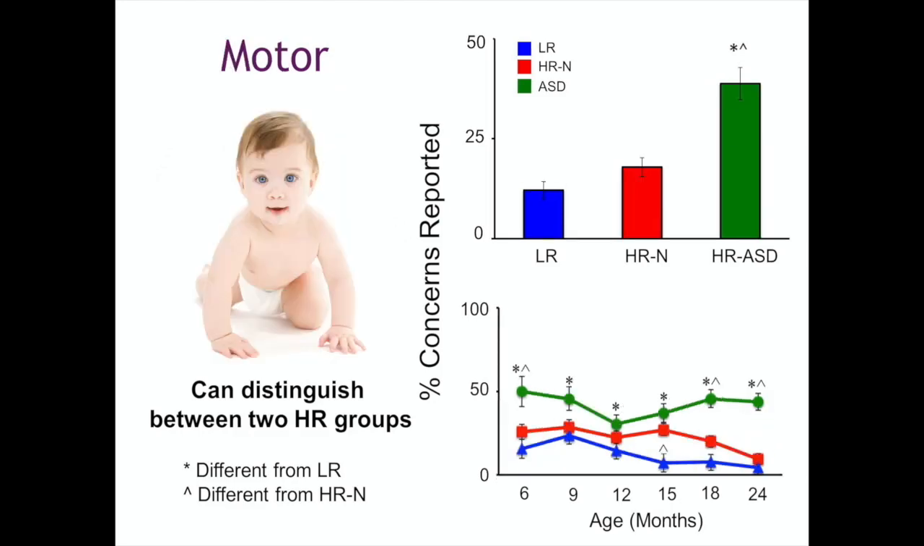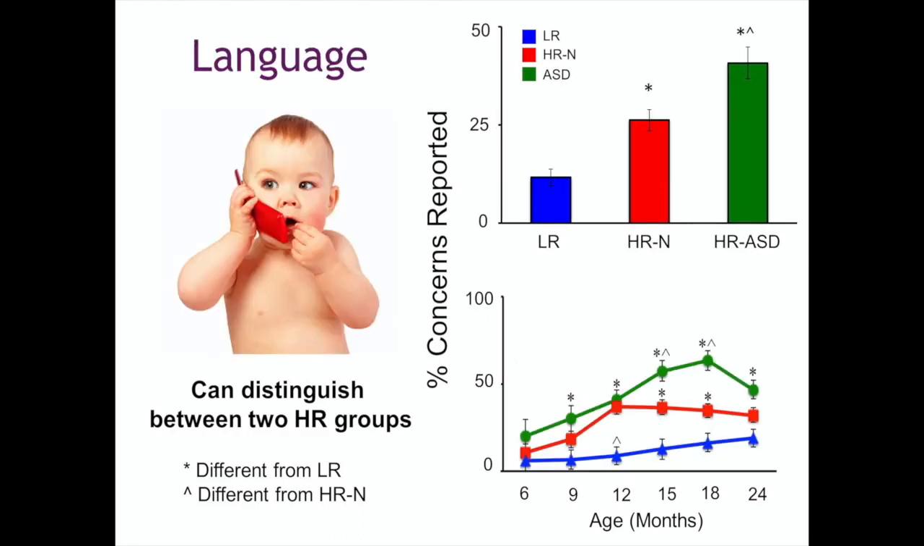And when we look at motor concerns, again, the parents of the children with autism were reporting significantly more motor concerns than the parents of the other two groups. And you can see that this stayed fairly consistent across time, with the parents of the children with autism reporting more concerns at 6 months of age. So this may be that their child isn't rolling over yet, or their child isn't sitting on their own. And then again, at 18 and 24 months of age, this would be things like, my child is not walking yet, or my child is not able to grasp things using a pincer grasp.